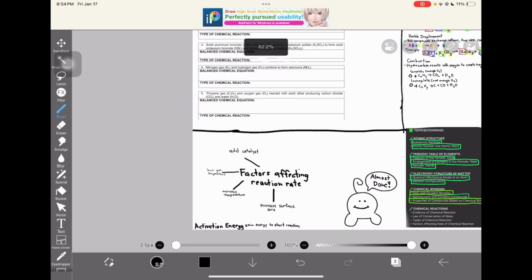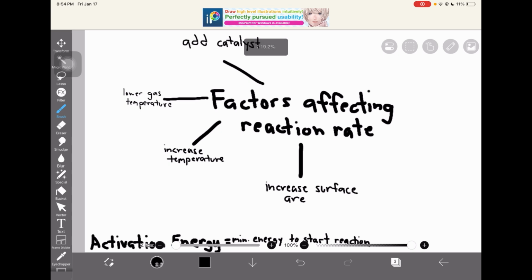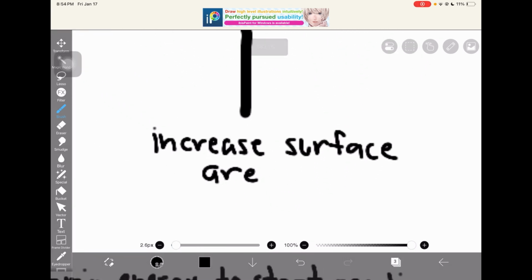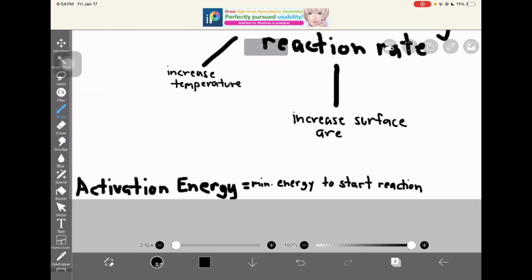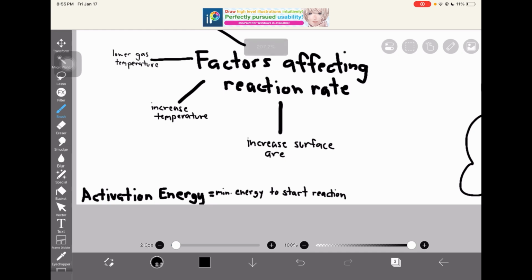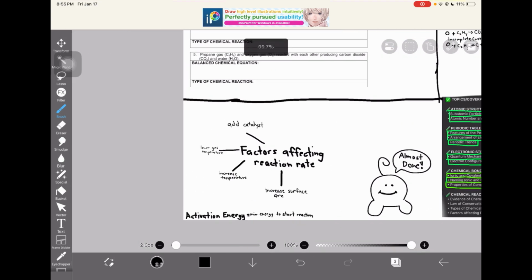And lastly, let's finally talk about factors affecting reaction rate. First, you increase the surface area. What do I mean by that? When you increase the surface area, you can actually lower the activation energy, the minimum energy to start a reaction, because by exposing more surface area, you allow the reactants to get exposed to the other reactants. Therefore, it creates a quicker, faster reaction.